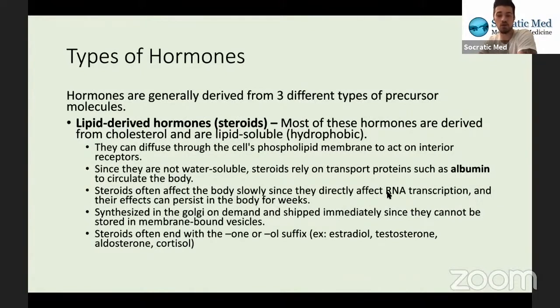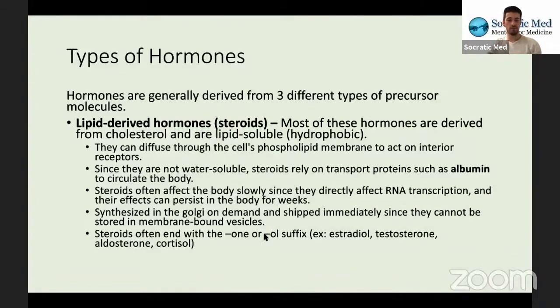And they're synthesized in the Golgi on demand, and they're shipped immediately since they can't be stored in membrane-bound vesicles. So the vesicles in your cell are very similar to the cell membrane. They're hydrophobic. They're usually made of phospholipids. So we just said that steroids are hydrophobic, so they go through these membranes. So we can't synthesize steroids and store them because they'll just leak out. So that's why we make them on demand. They're synthesized in the Golgi and they're immediately shipped out. They're very short lasting and they affect their target cells very quickly.